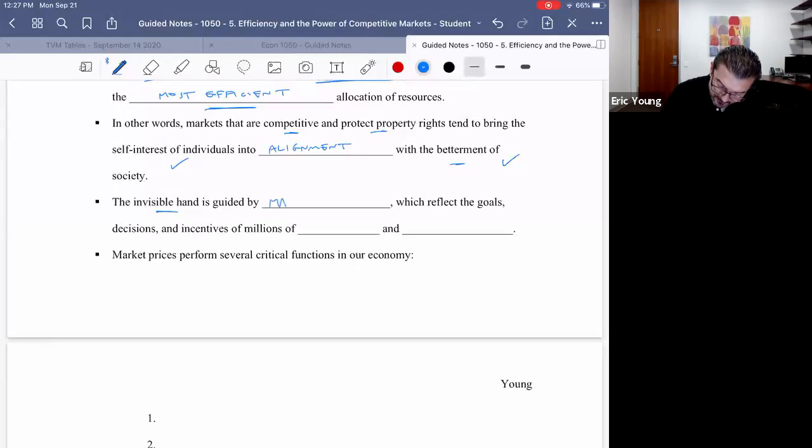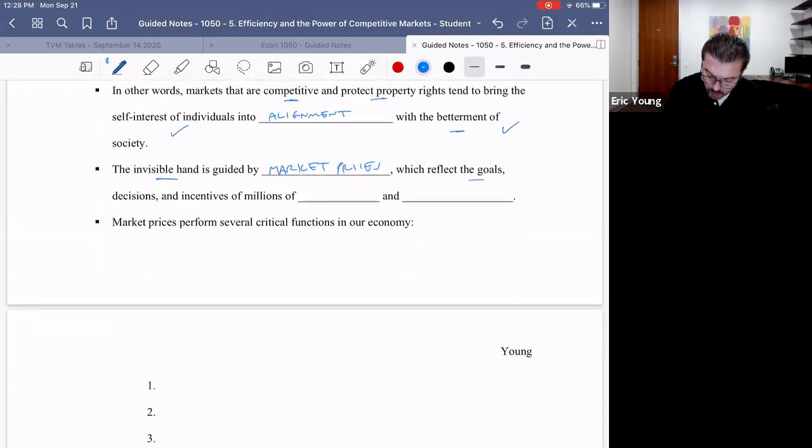The invisible hand is guided by market prices. Market prices are a critical feature of this system because they reflect the goals, the decisions, and the incentives of millions and millions of buyers and sellers. You can see a market as a venue, a mechanism, a device that allows millions of buyers and sellers to come together. In pursuing their own self-interested actions, whether utility or profit, they generate outcomes that are not just good for them individually, but great, optimal, and efficient for society overall.